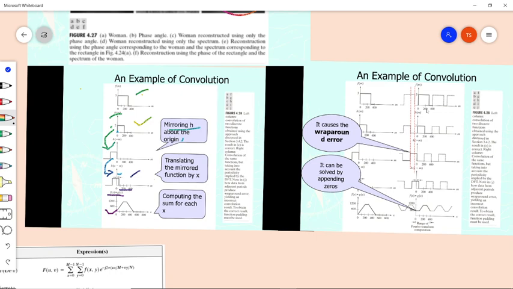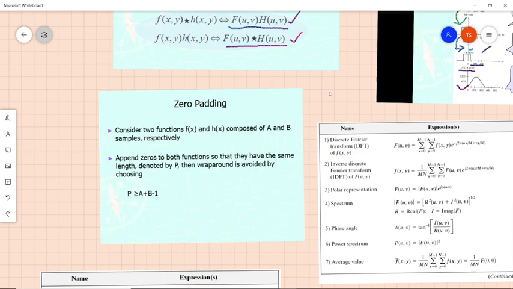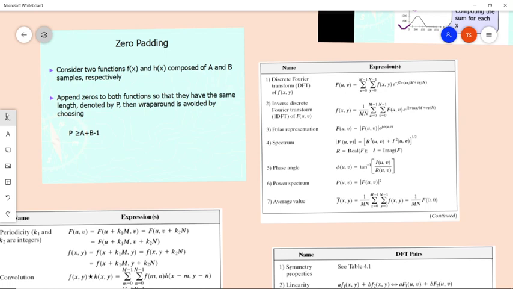It means this is causing a wrap around error, this value from here to here is a wrap around value. So the wrap around error occurs at this place, and it can be solved by appending zeros. The solution for wrap around errors is appending zeros. Then you will get a smooth convolution operation. Then what is zero padding? See, zero padding means, so we have two functions.